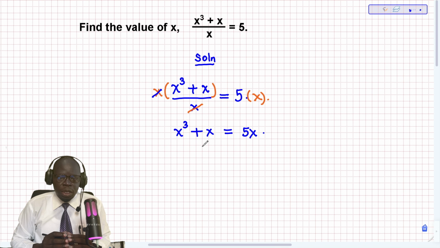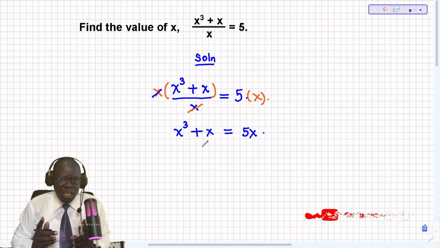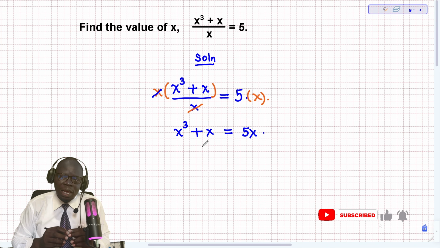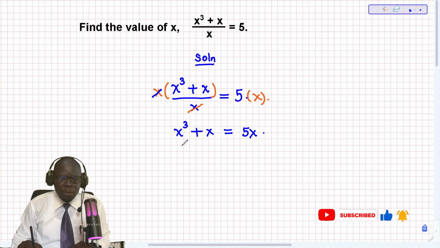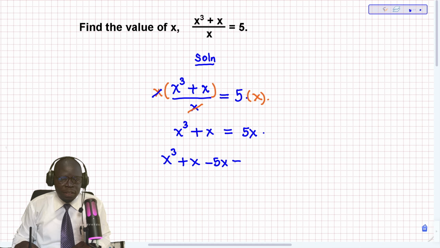Now, the next thing is to take everything to one side. People normally make mistakes by looking at x as common, then they start cancelling out, and that is when you fall into trouble. So let's collect this term to one side, and we still have our x cubed plus x. 5x will join the left hand side, changing its sign to negative 5x. Now we have 0 on the right hand side. After doing so, we can simplify these terms with the same exponents. Therefore, we still have our x cubed, then this simplifies to negative 4x equals 0.